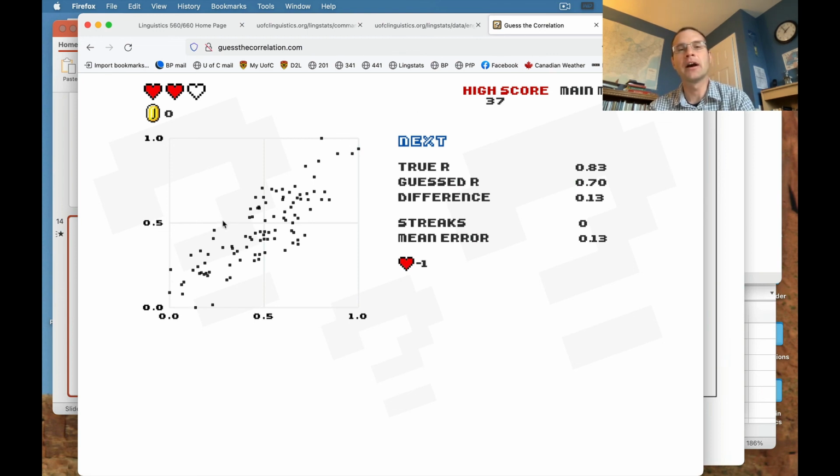We're trying to quantify the connection between these two variables, which are both gradient. I'm going to stop there because it's long enough already, and I'll pick back up again in a couple days with further adventures in correlation and linear regression. So see you then.